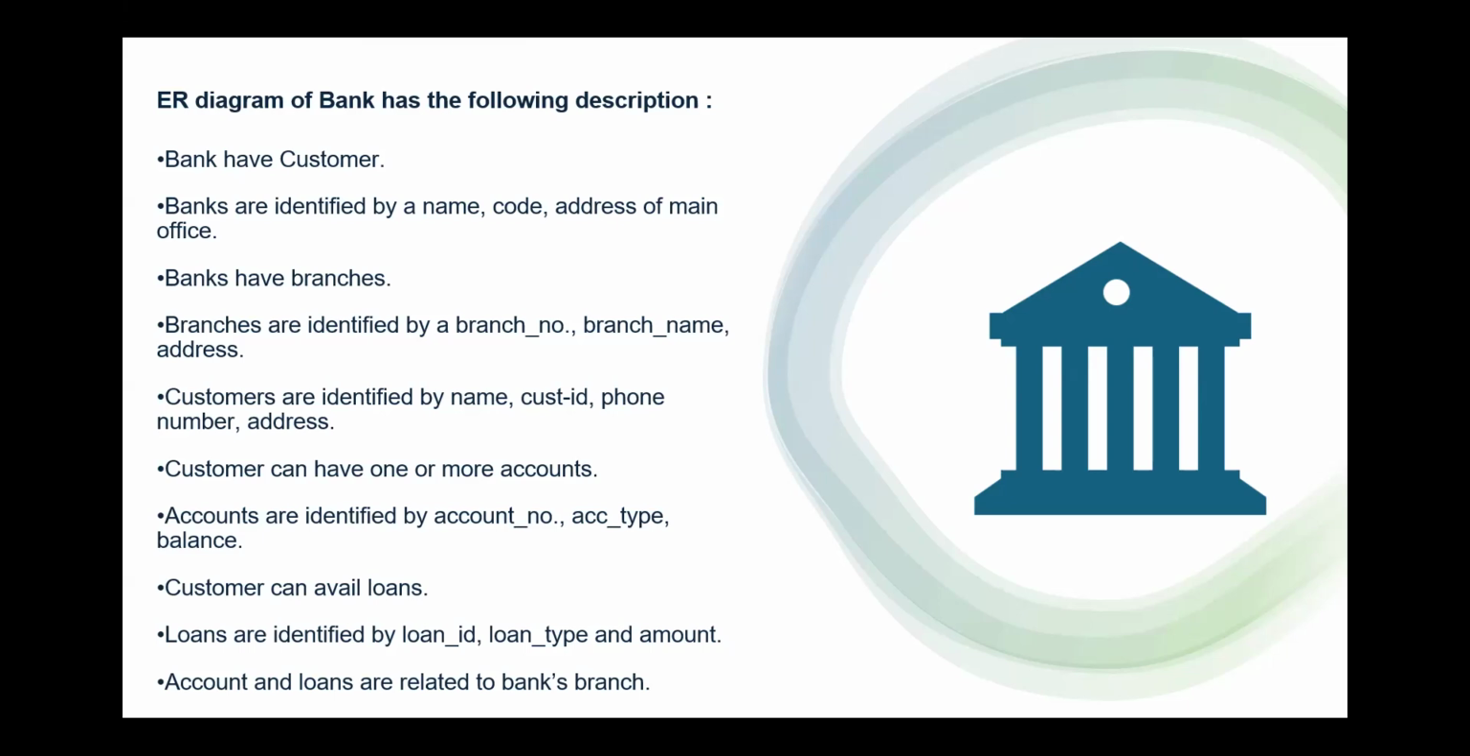Banks have branches. Branches are identified by branch number, branch name, address. Customers are identified by name, customer ID, phone number, address. Customers can have more than one account. Accounts are identified by account number, account type, and balance. Customers can avail loans. Loans are identified by loan ID, loan type, and amount. Accounts and loans are related to a bank's branch.